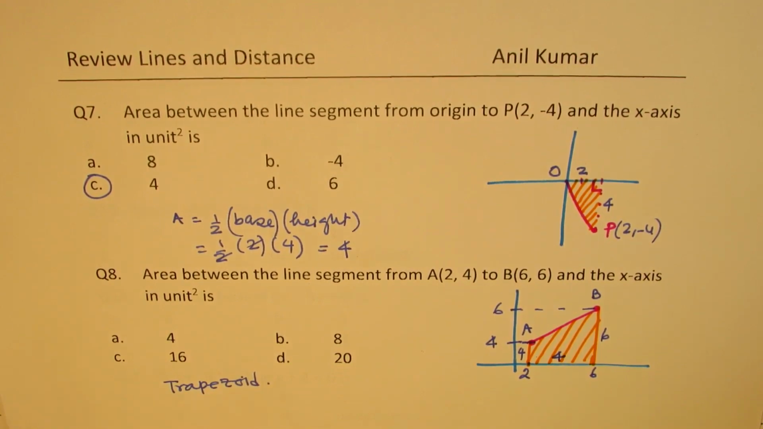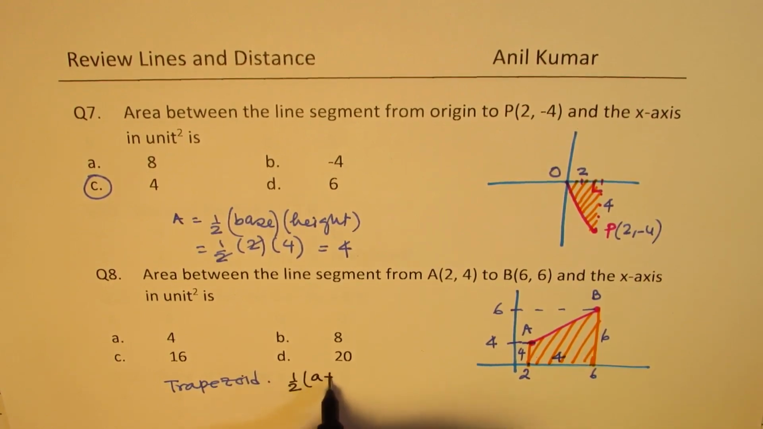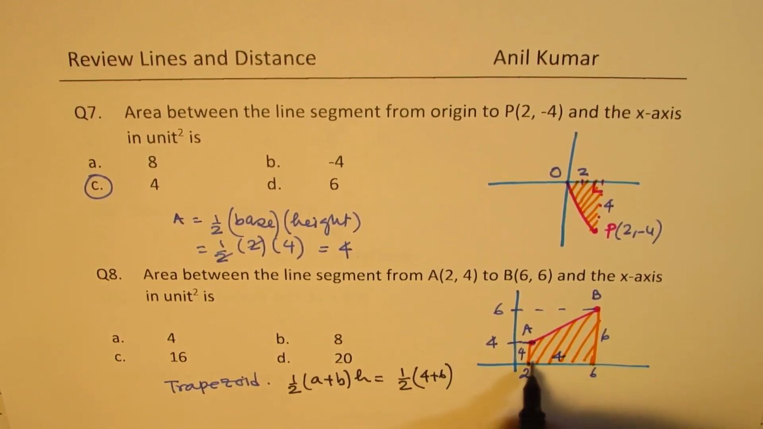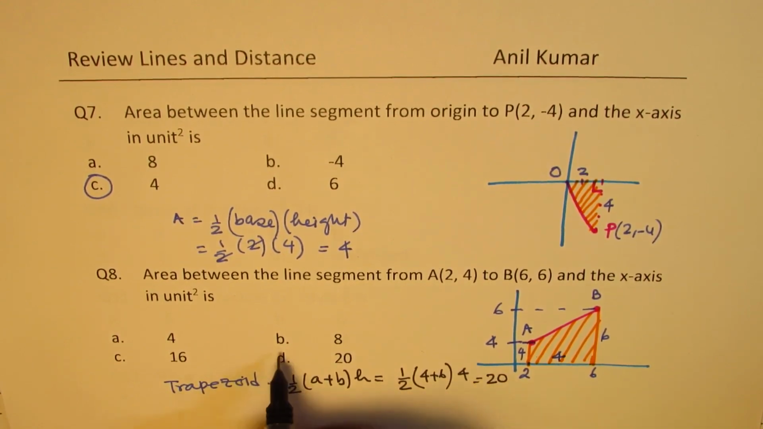So the area of a trapezoid is basically equal to the sum of these two sides. Let's write half of (A plus B) times height. So in this case, it is half of (4 plus 6) times the distance between them, which is 4, correct? So that gives us 10, 40 divided by 2 is 20, correct? So we get option D as the right option.